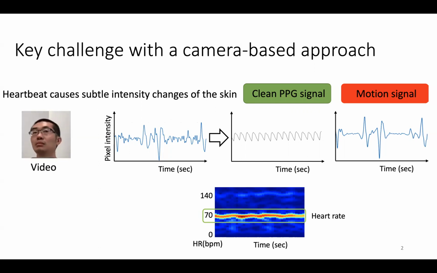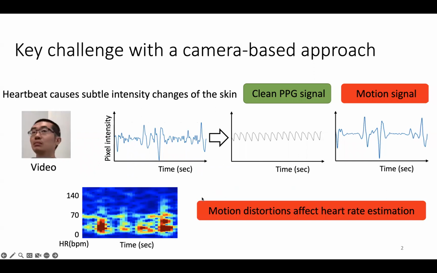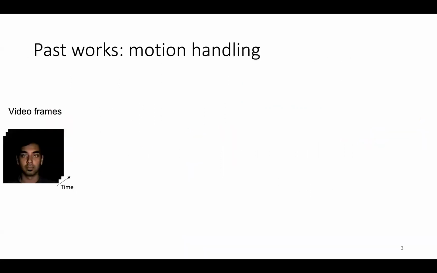However, the spectrogram of the recorded pixel intensity is severely distorted due to the presence of motion artifacts. Often, the frequency of the movements overlaps with the heart rate frequency, and therefore a reliable estimate of the heart rate becomes very challenging to obtain. So given a face video of a person with movements, the main goal is to extract a very high quality PPG signal and finally have an accurate estimate of the heart rate.